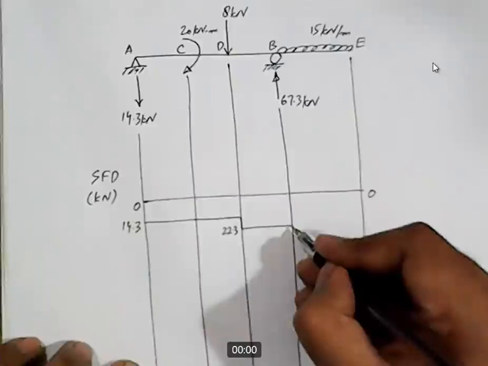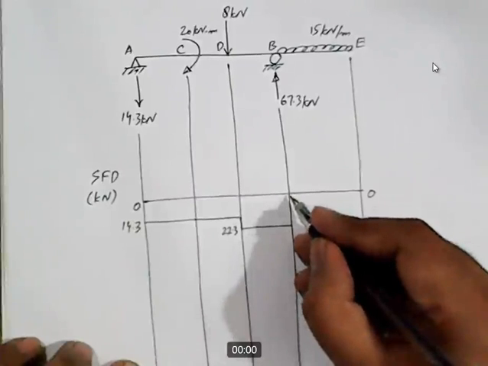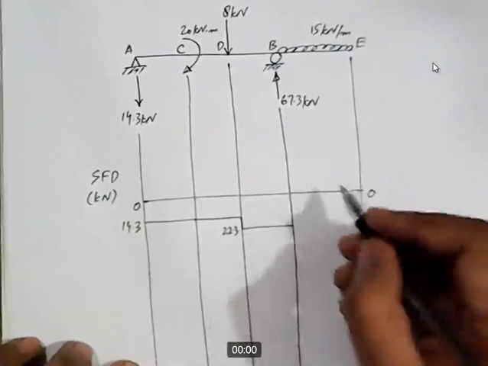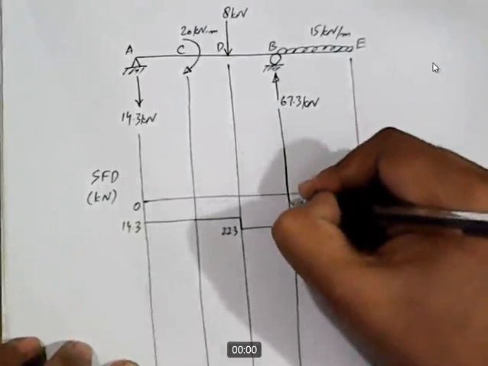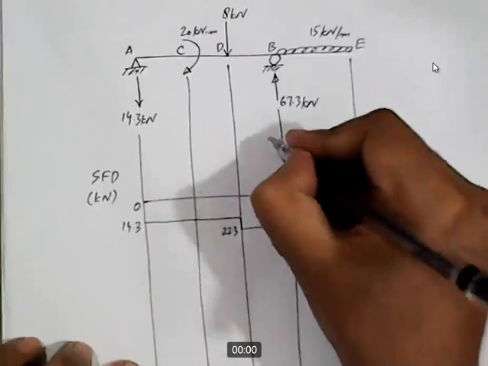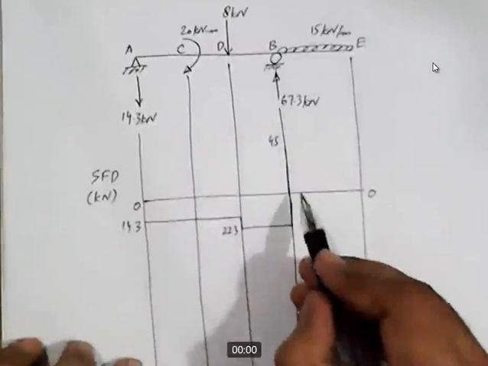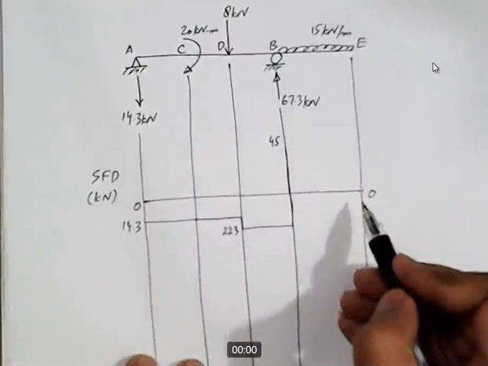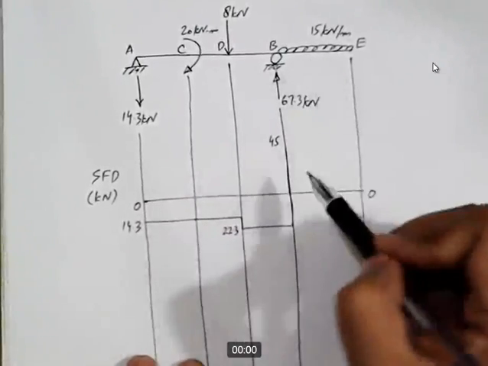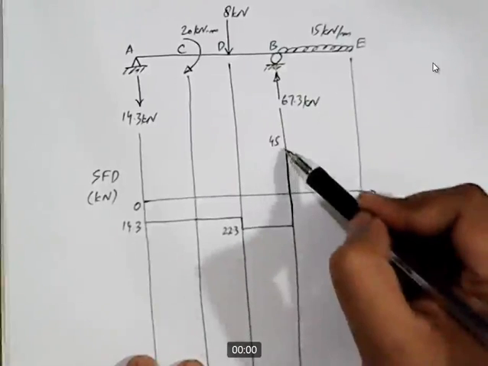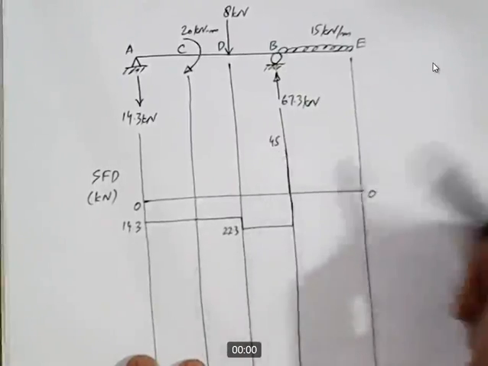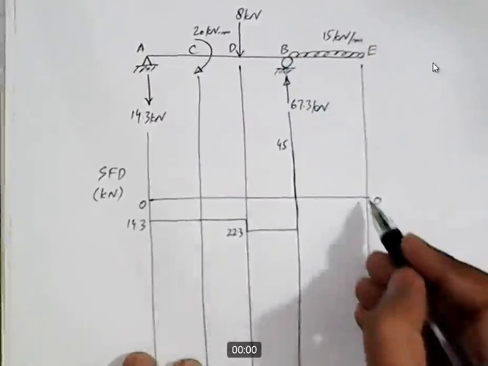And then at point B, from portion BE, the value of shear is 45. So we will move in the upward direction. It is 45 here, and then for point E, the value of shear is 0. We have a UDL here. We have 45 kilonewton here, and the value of shear is 0 at this point.